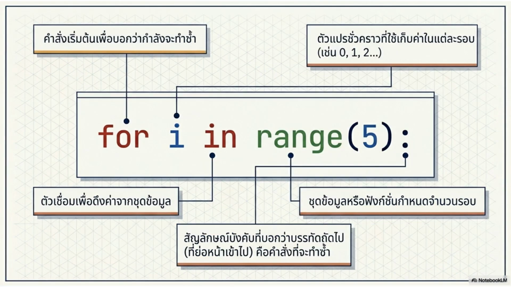Let's examine the structure of a Python for loop. For indicates the start of repetition. i is the temporary variable holding the value for each round. In connects to the dataset. range(5) is the data or count set, and the colon signifies the start of the code to be repeated.